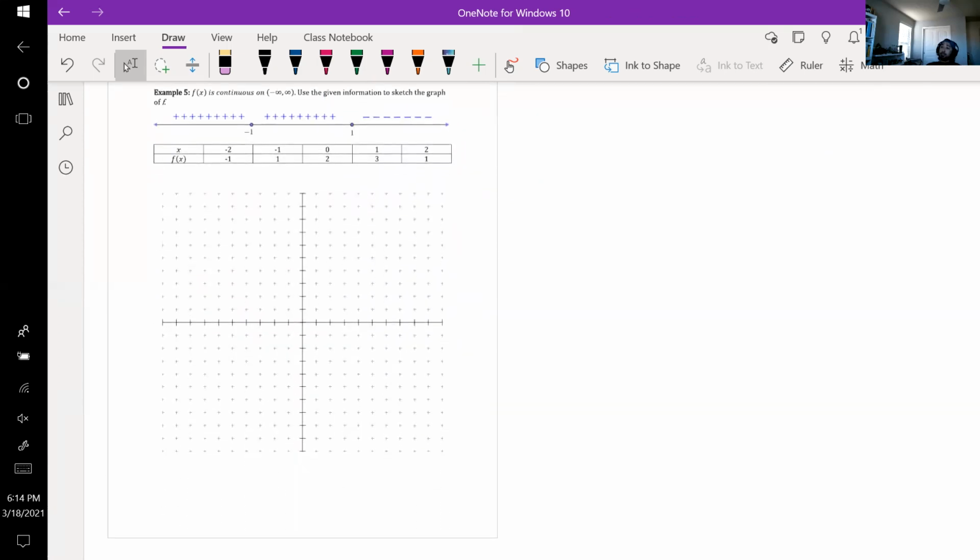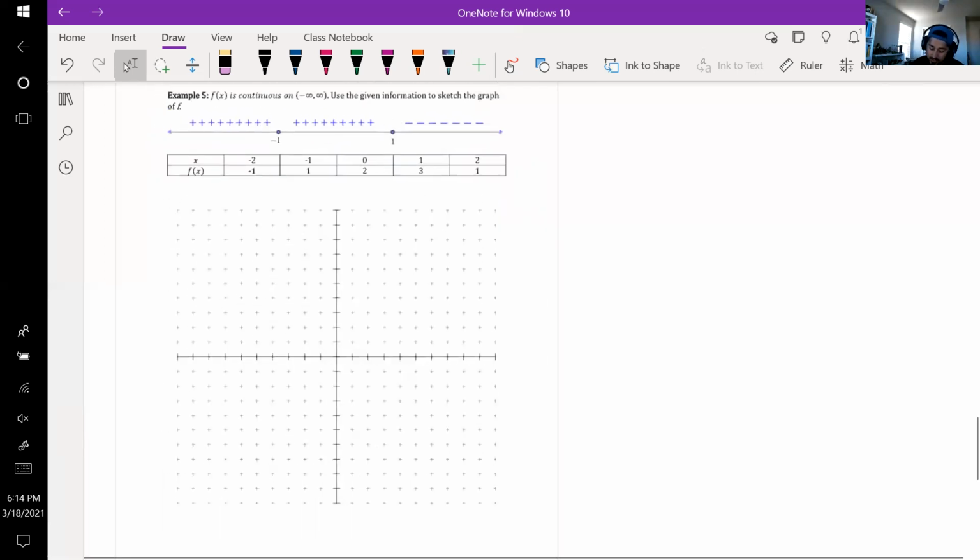So this one, they've already put the work in for us. They're giving us a sign chart. They're showing critical numbers on the sign chart. And they're even giving us an XY chart to plot. So all we have to do is sketch the graph by using the sign chart and the points given. So let's go ahead and do that.